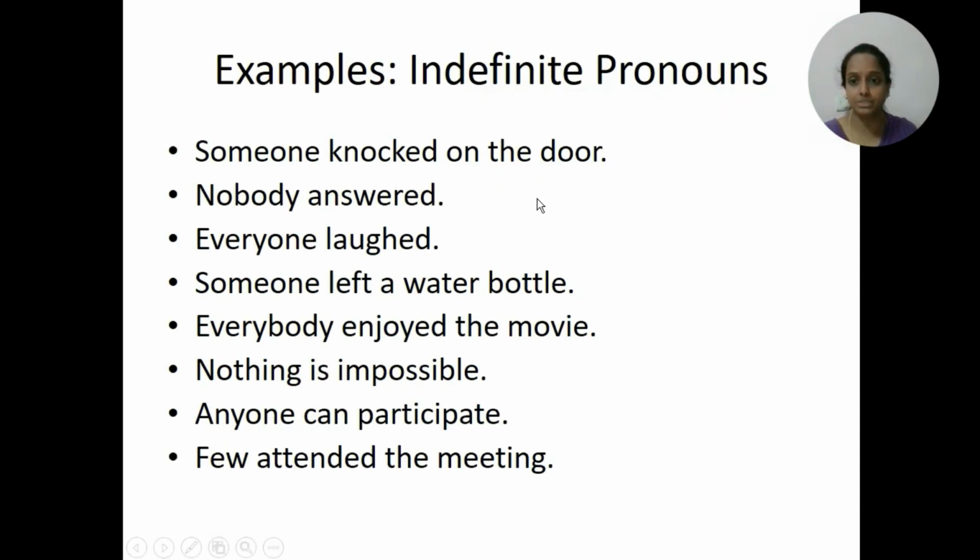Let's see some of the examples in the sentence. Someone left a water bottle. Everybody enjoyed the movie. Nothing is impossible. Anyone can participate. Few attended the meeting. Got it? So if the pronoun doesn't point to one specific person, it's probably an indefinite pronoun.